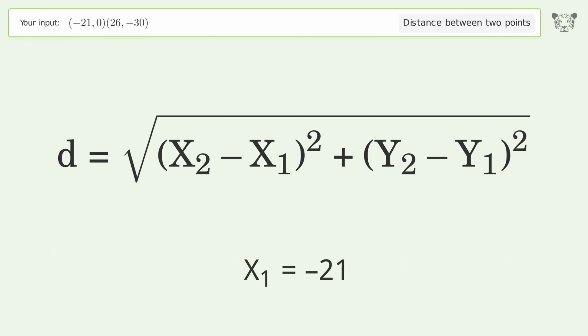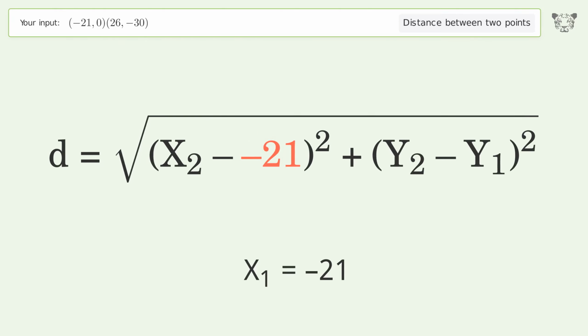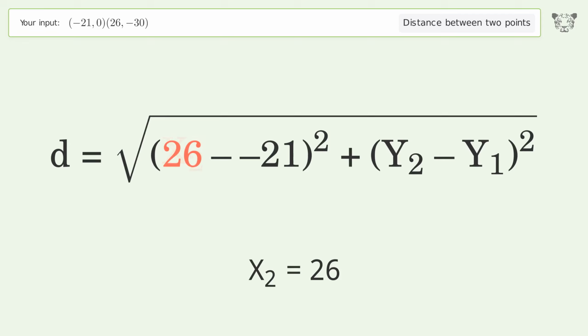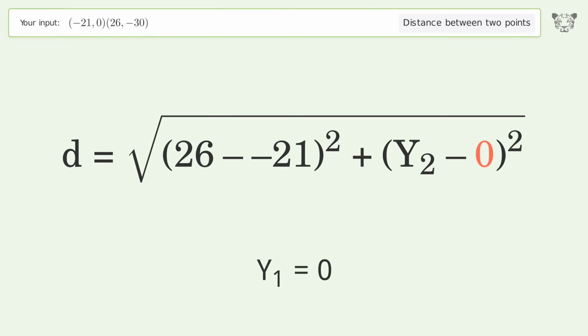x1 equals -21. x2 equals 26. y1 equals 0. y2 equals -30.